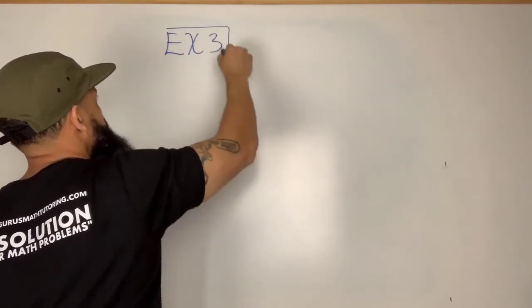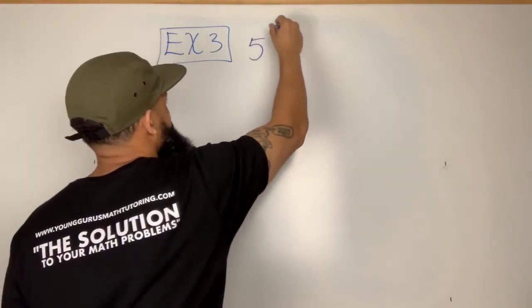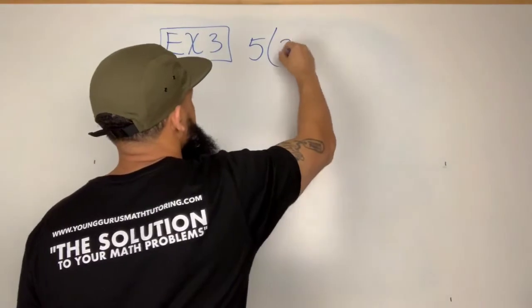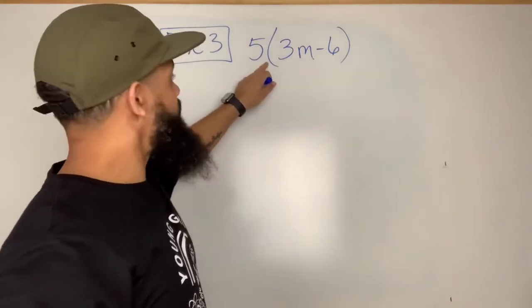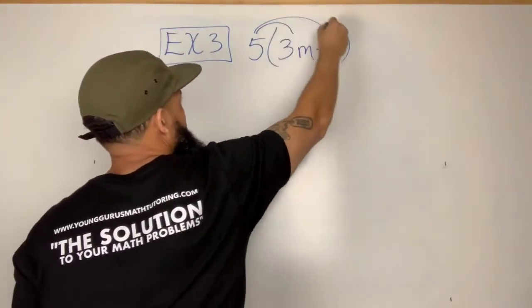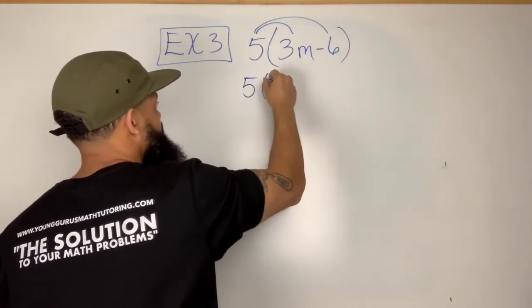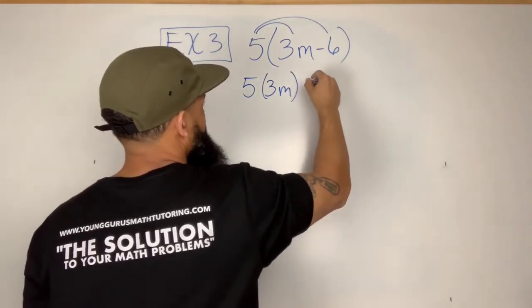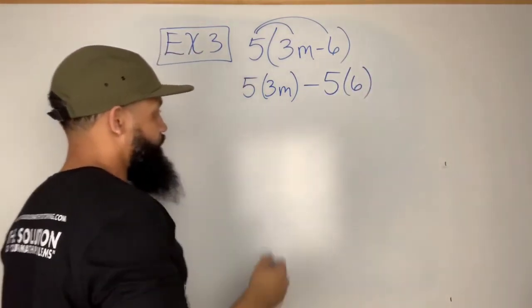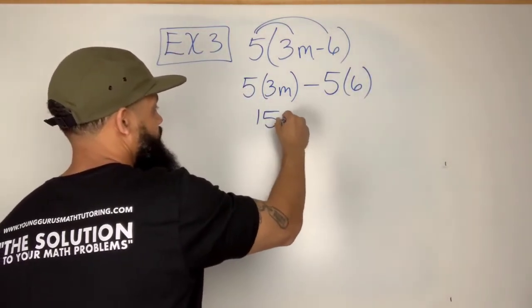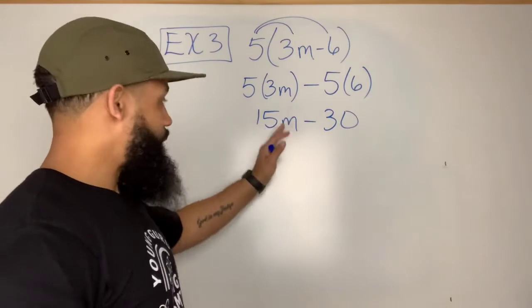All right, example number 3. Example 3, I'm going to use subtraction in this one. So we have multiplication and subtraction. So we're still distributing the 5 to everything in both terms in parentheses. Okay, and we can have several terms, however many terms in parentheses to distribute to. So 5 times 3m, and then I can say minus 5 times 6. 5 times 3m is 15m. 5 times 6 is 30. We cannot combine those. They are not like terms.